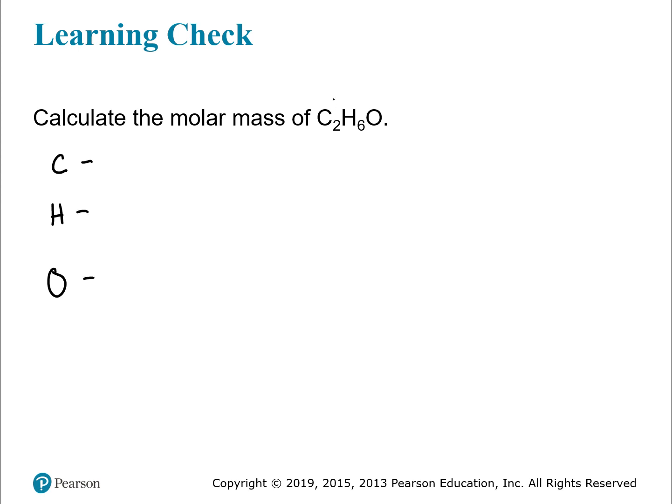In this molecule, we have 2 moles of carbon. That's what that subscript means. 2 atoms in 1 molecule, or 2 moles in 1 mole. 2 moles of carbon. The periodic table tells us 12.01 for its atomic mass. We express that in grams. 12.01 grams becomes the molar mass.